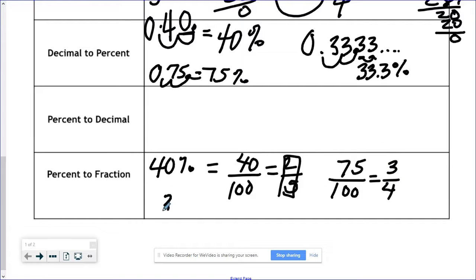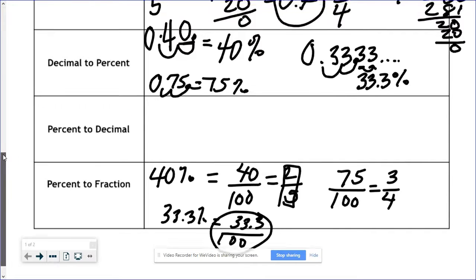If you ended up with something like 33.3%, you would write 33.3 on the top. Remember, lose the percent sign, and then the bottom would be 100. You can't simplify this, so you're just going to leave it like that. And it's cool if you have the decimal there, or I would be cool with just 33 over 100. Either way is fine.